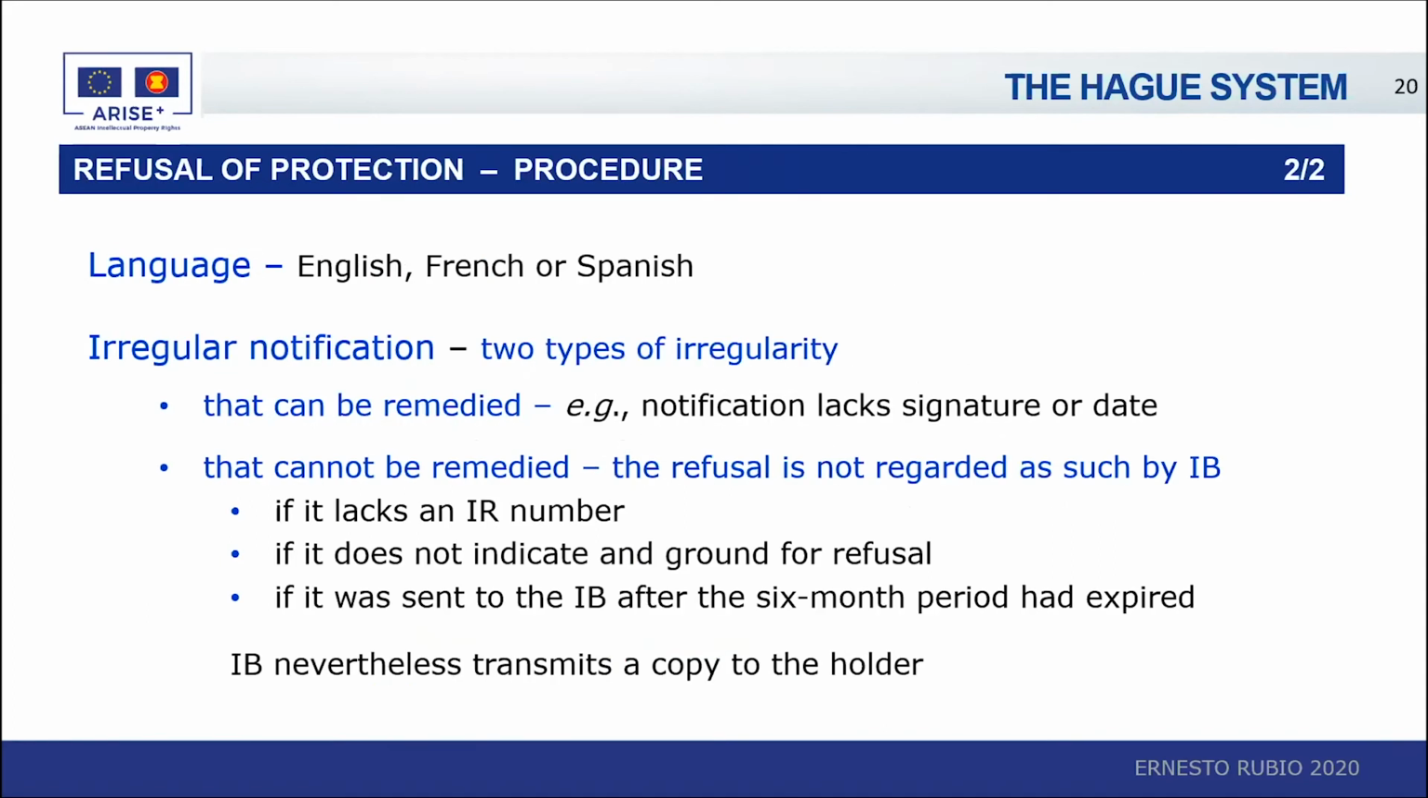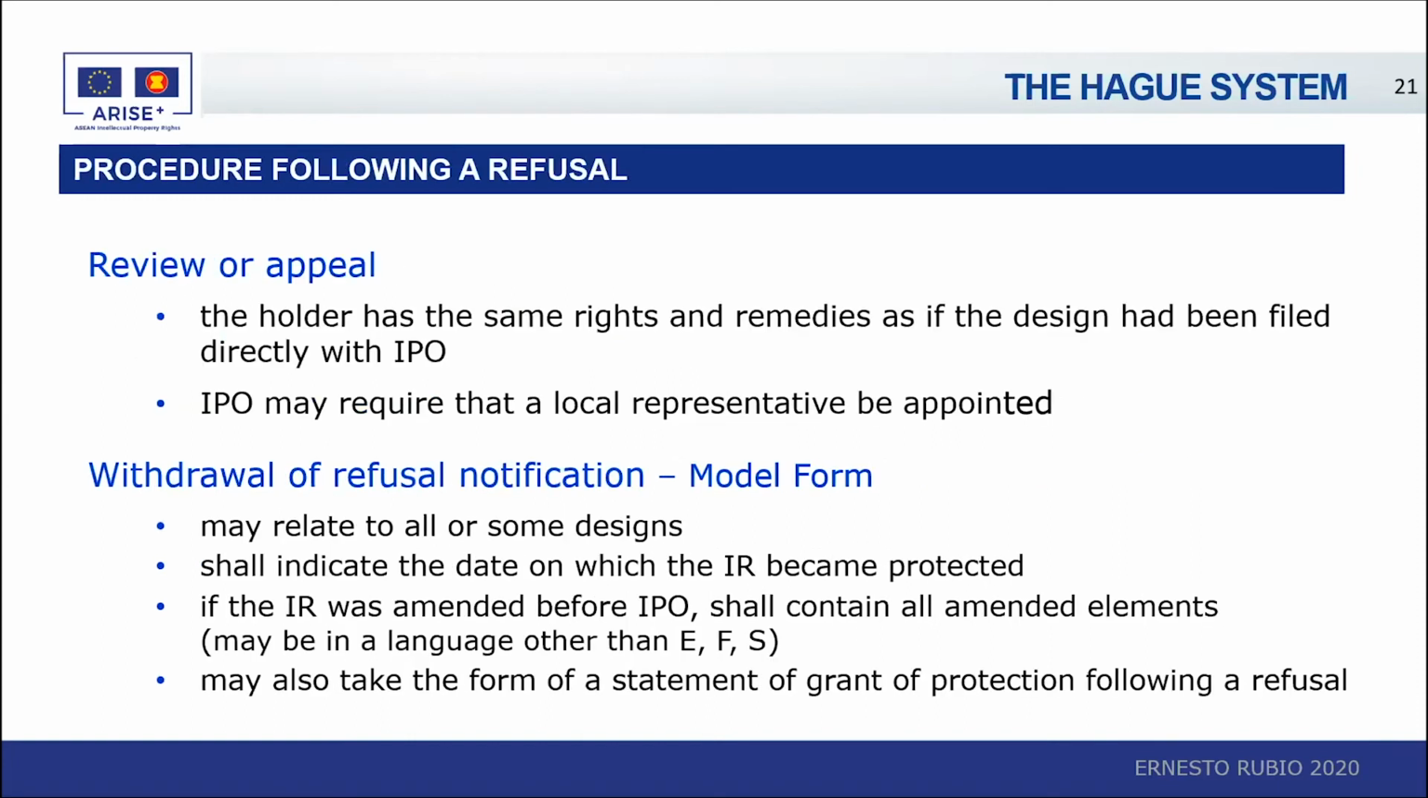In this respect, communication with WIPO shall be either in English or in French or in Spanish, you may choose. And if the refusal notification that you sent is irregular, WIPO will ask you to provide whatever missing information is necessary. Now, if you refuse protection, the holder of the international registration will get that information from WIPO.